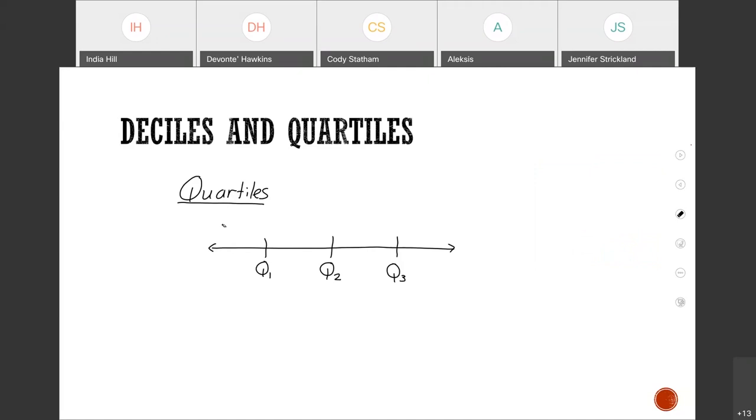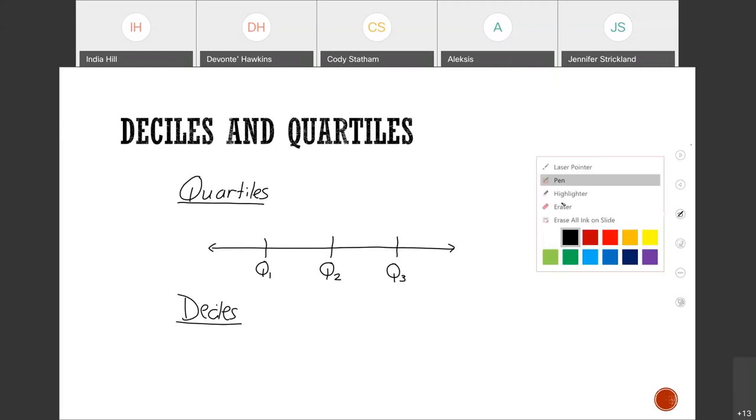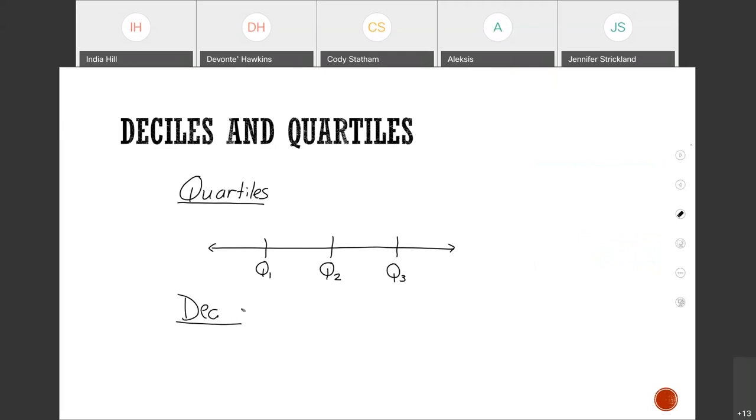And then for the deciles, that takes that same number line and divides it into groups of 10. Okay, so same number line, and it cuts it into 10 groups, so we end up with 9 different deciles. So we have D1, D2, D3, D4, and then the last one will be D9. So deciles and quartiles work the same way as the percentiles, it's just that it divides the number line a little differently.